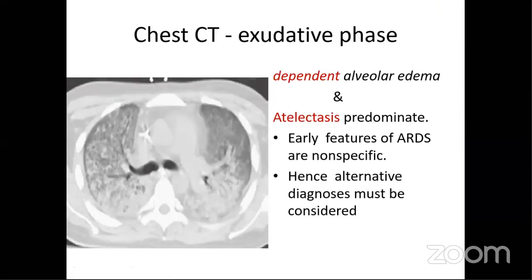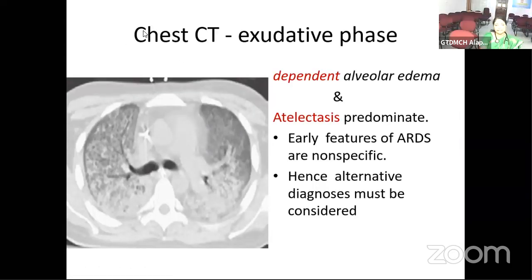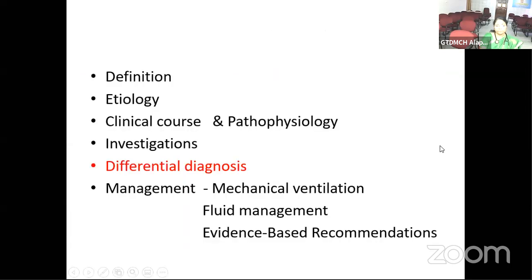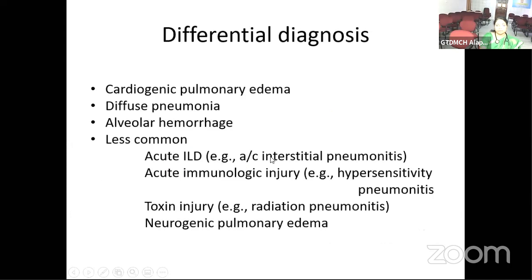Okay. Then CT. CT in the exudative phase will show alveolar edema. Here also you can see that it is the dependent areas that are affected. So dependent alveolar edema and atelectasis will predominate in the CT. And early features of ARDS are non-specific, so you have to think of alternative diagnoses also. So you have to think of the differential diagnosis. So what are they? Now we are going to the differential diagnosis. So I told you cardiogenic pulmonary edema.